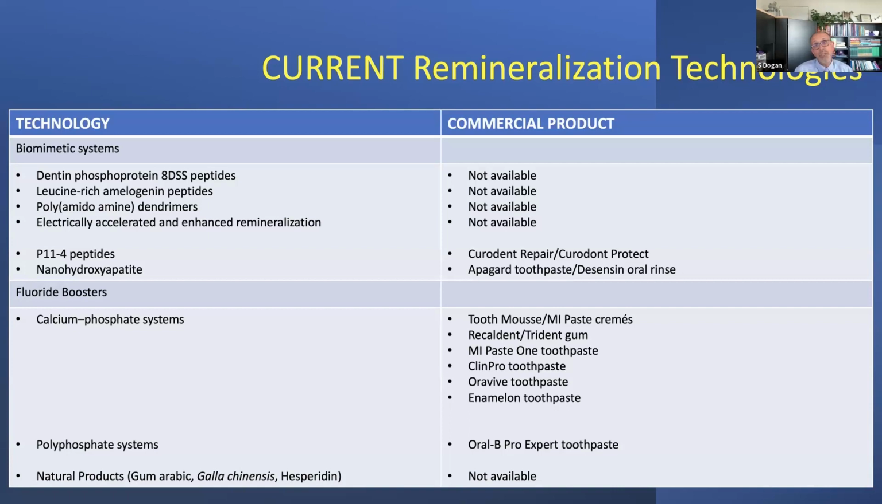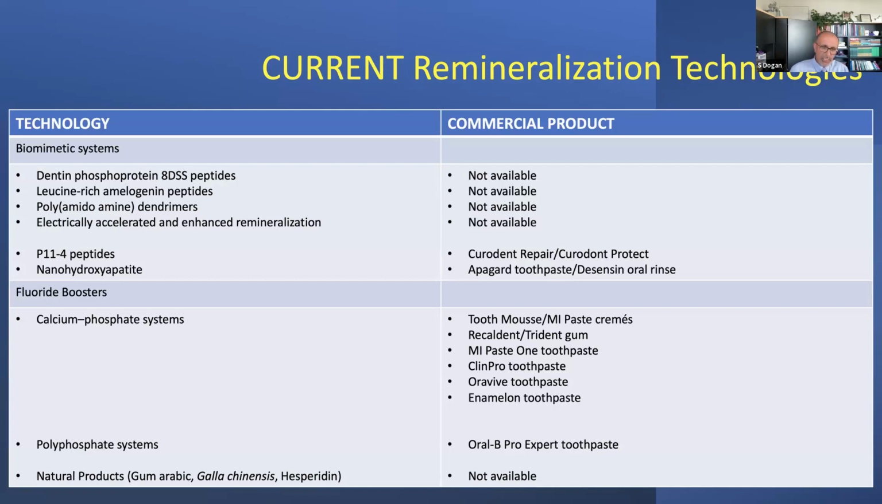But mostly we use a lot of fluoride boosters and calcium phosphate systems. We have so many products out there. They are working very well for the short term. The problem with all these fluoride boosters and also biomimetic systems, P11-4 peptides or nanohydroxyapatite, is that they are transient. They give you some relief. If you have tooth sensitivity, for example, they give you some relief, but then it comes back because these minerals are precipitation.